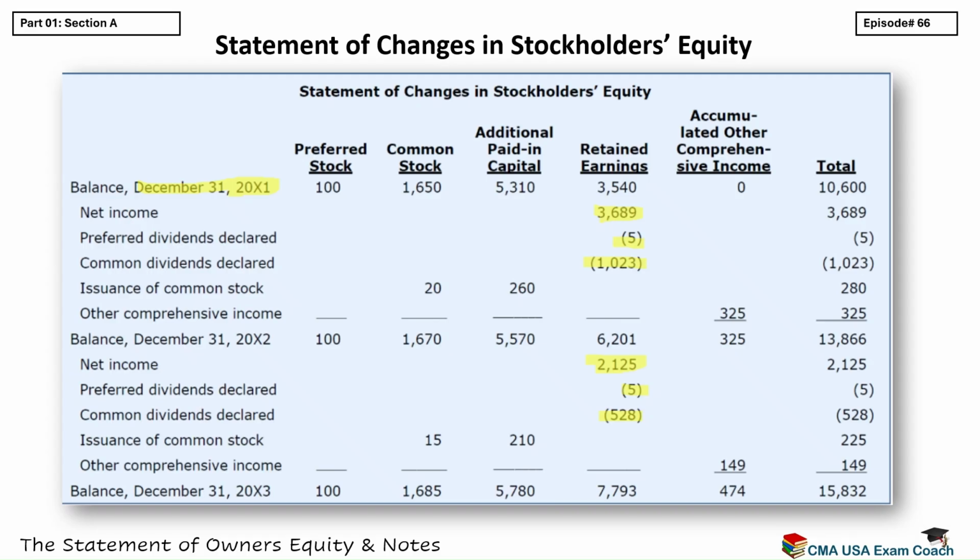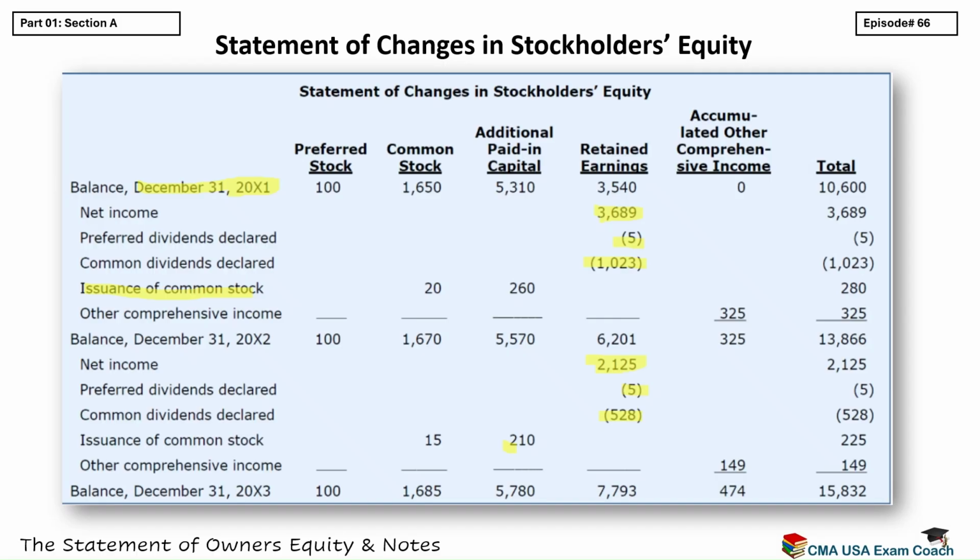Another important item you'll notice is the issuance of common stock. This happens when the company sells new shares to raise money. When shares are issued, common stock increases by a small amount based on the par value, and additional paid-in capital increases by the extra money investors pay. In 2022, the company raised $280 in total from issuing stock, and in 2023, it raised $225. This strengthens equity because the business receives new capital from investors.